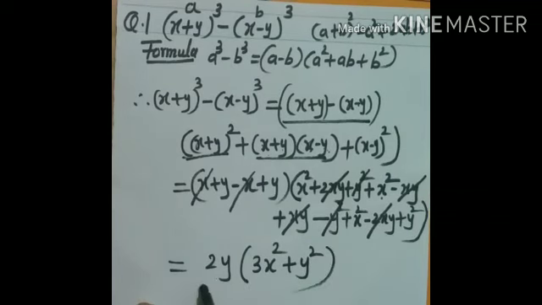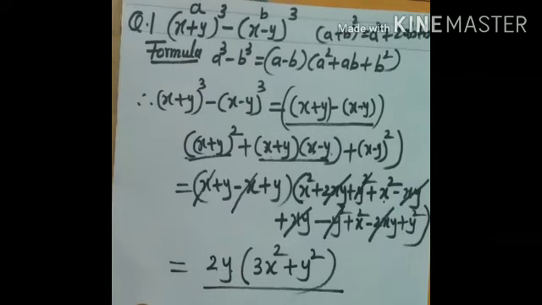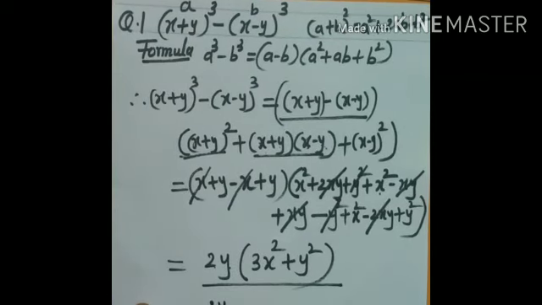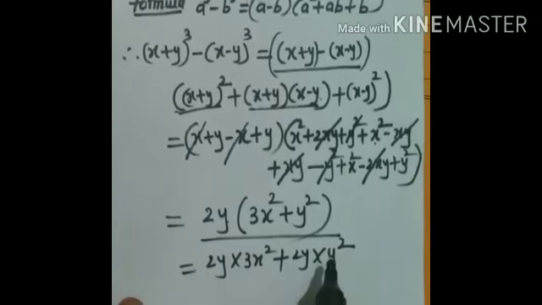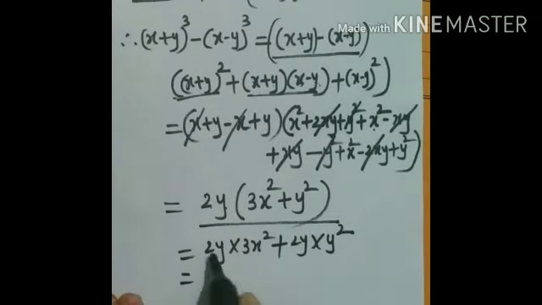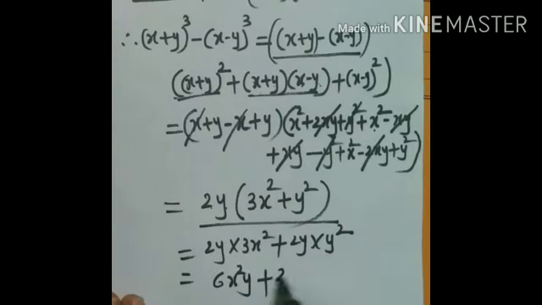Now we have to multiply, children. 2y into 3x square plus 2y into y square. So what we get, children, here? 2 3s are 6 x square y plus 2y cube. This is the answer, children.